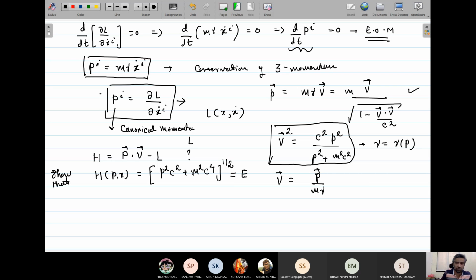Here, the positive root has come because I have considered only the plus sign. When I square it, I will consider it with the plus sign. That's why there is only the positive square root. So you complete this exercise. Your job is to just invert this relation, substitute v in terms of p, and also substitute the expression for the Lagrangian in terms of p and arrive at this relation.